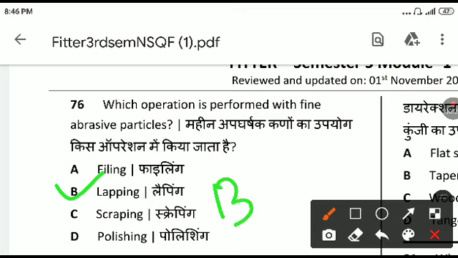In a lapping operation, fine abrasive particles are used. Lapping operations are used for eliminating roughness, waviness, irregularities of the surface.